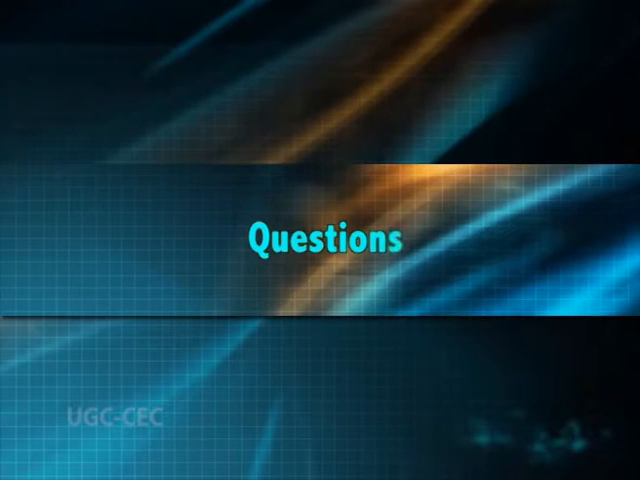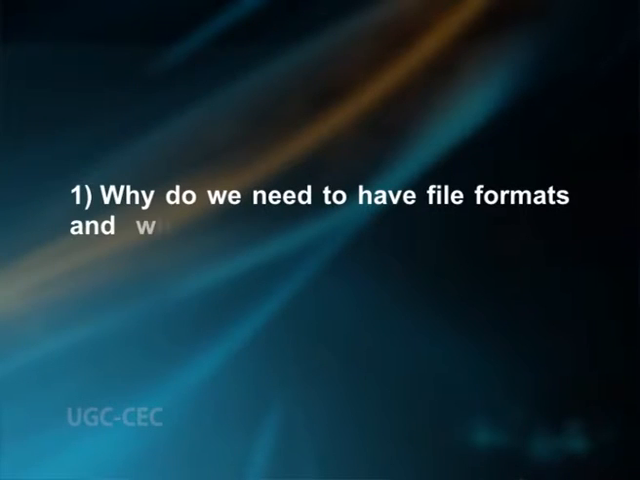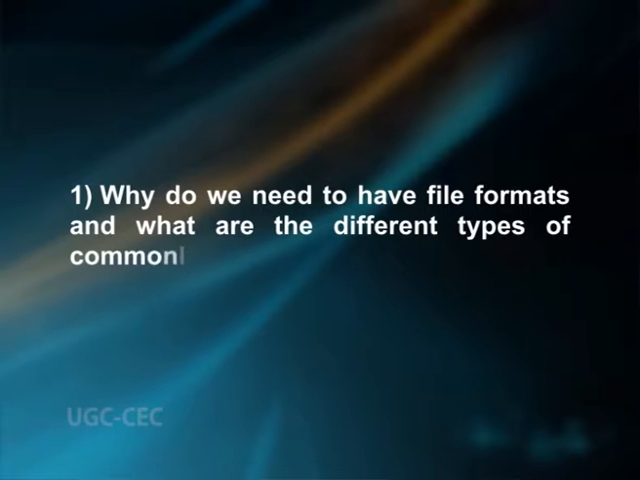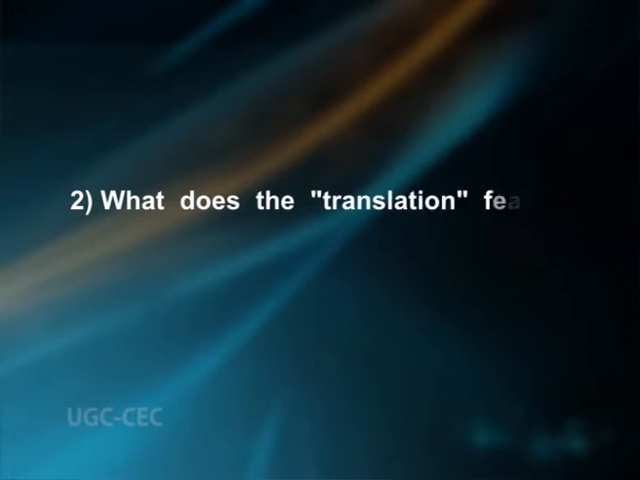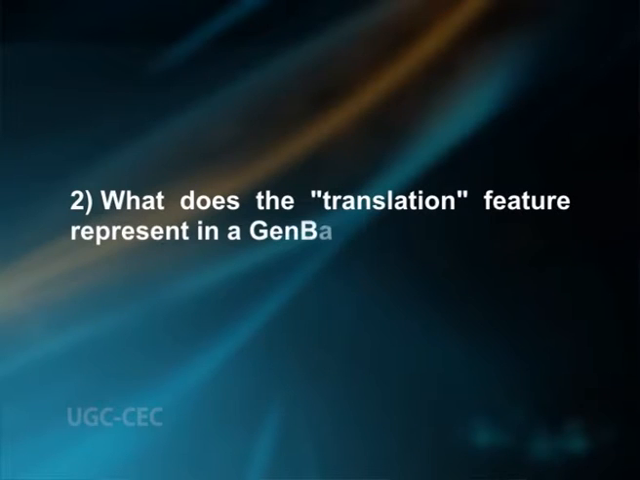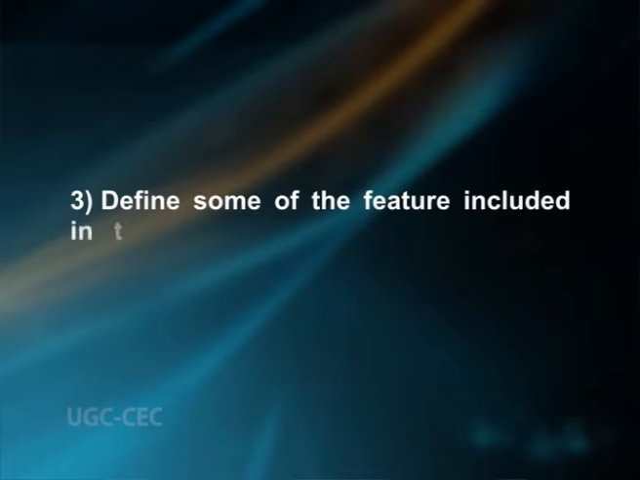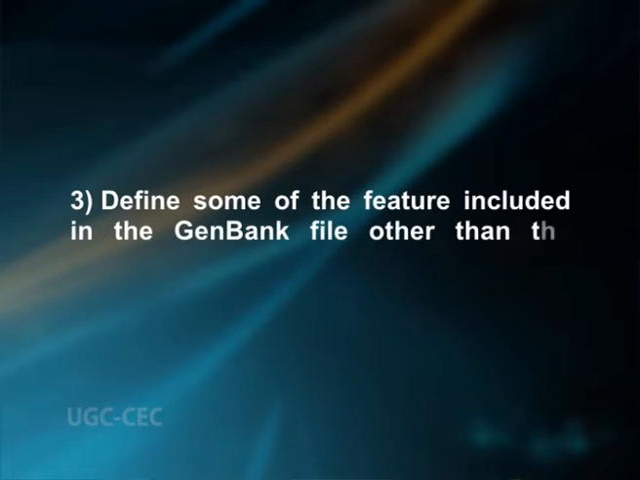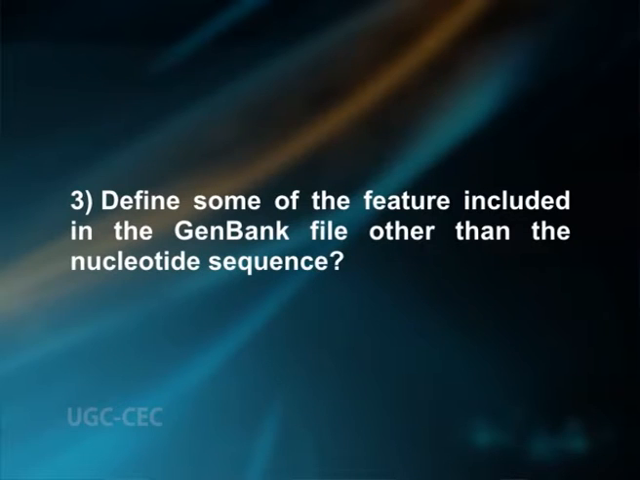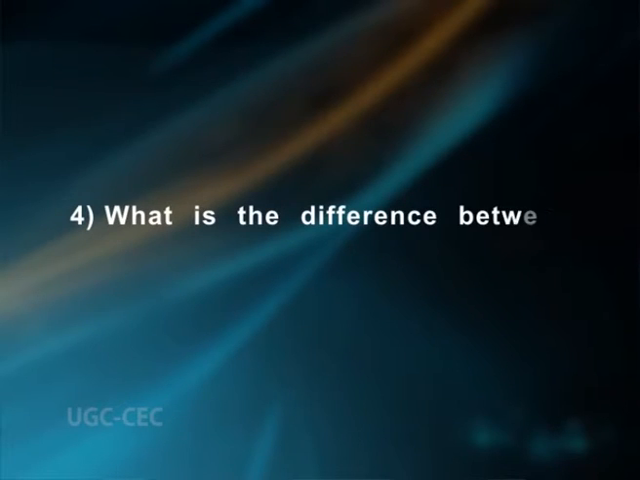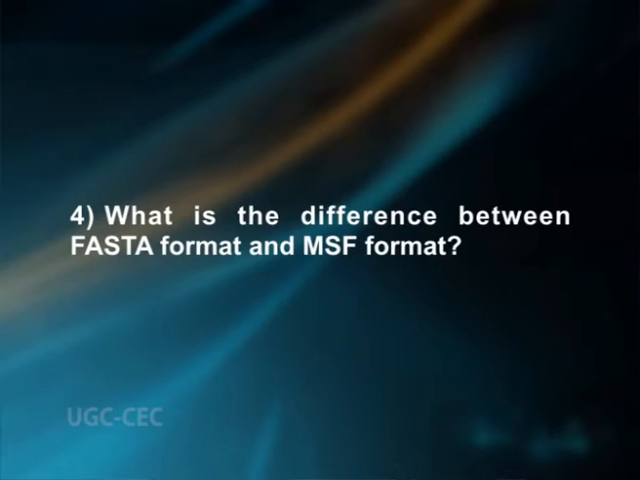Before we move on to the next session, please try to answer the following questions. Why do we need to have file formats and what are the different types of commonly used file formats? Second question, what does the translational feature represent in a GenBank file? And third, define some of the features included in the GenBank file other than the nucleotide sequences. And the fourth question, what is the difference between FASTA format and MSF format?